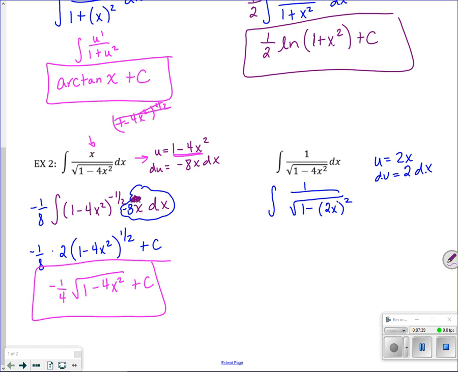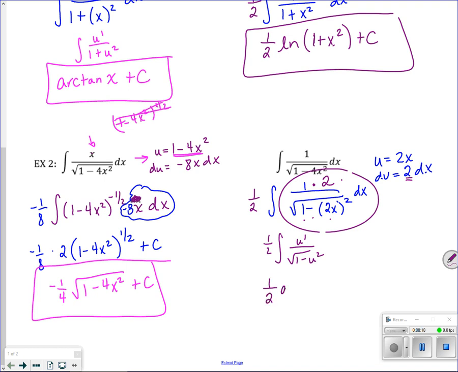So now I'm like, oh, sweet. What do I have to have next to dx? I just have to have this 2. I need a 2 up there so that I would have u prime over the square root of 1 minus u squared. Well, if I put in the 2, I need the 1/2. So then all of this, I hope you see it, that what I have is u prime over the square root of 1 minus u squared. How does that integrate? 1/2 arcsine of your u, and what is your u? 2x plus c, and there's my answer.